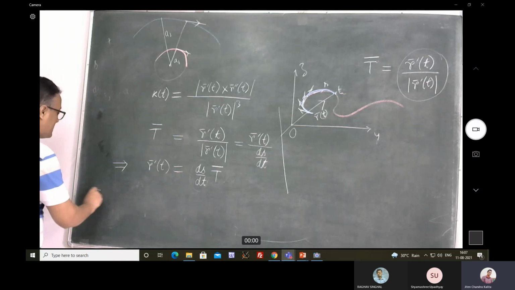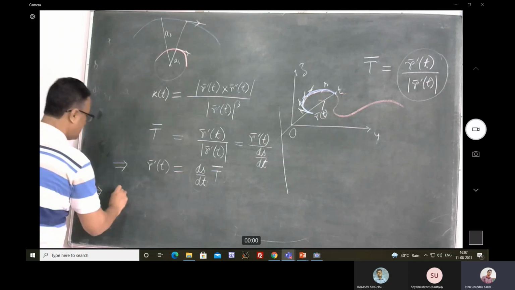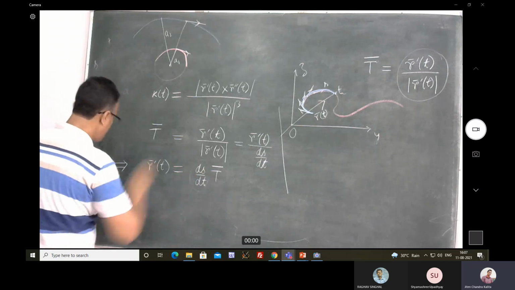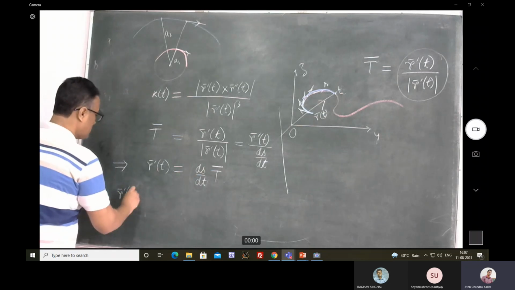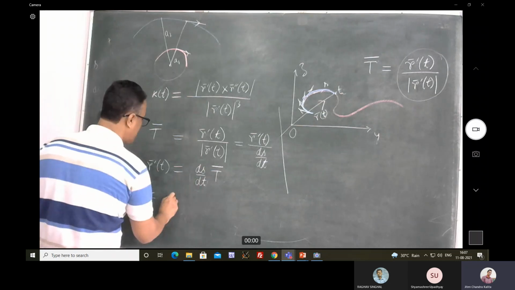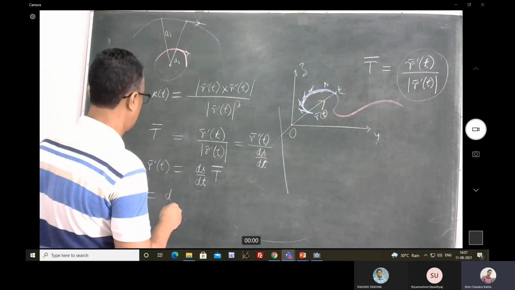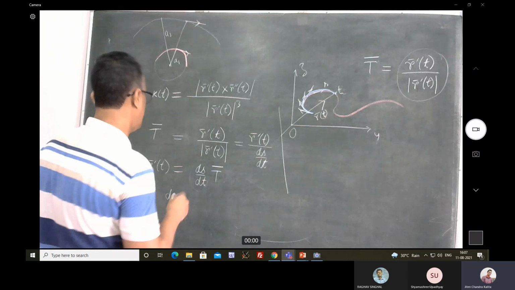Now if I want the derivative of this, then it is going to be the derivative of the scalar part. Just a minute.